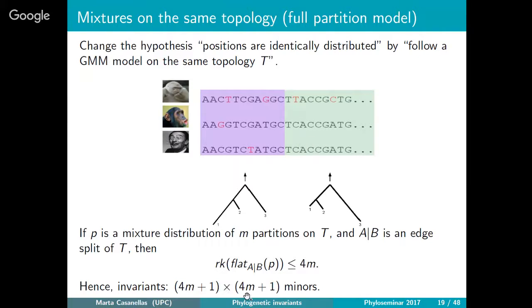Or in terms of polynomials, this says that the (4M plus 1) times (4M plus 1) minors of this matrix would be polynomials that vanish on the distributions arising from a tree that has this internal edge, an edge that when we remove it, the set of leaves is split according to this bipartition. Okay, I'm going to come back to mixtures later.